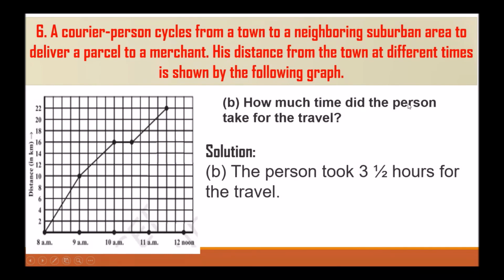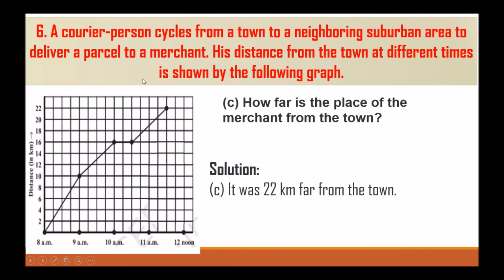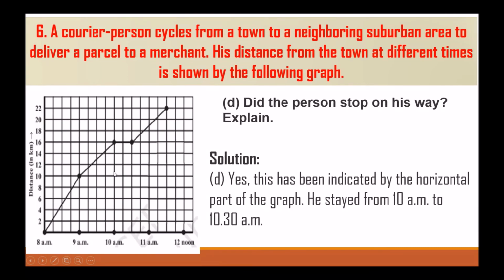How much time did the person take for travel? The person took 3.5 hours for the travel. How far is the place of a merchant from the town? It is 22 kilometers far from the town.